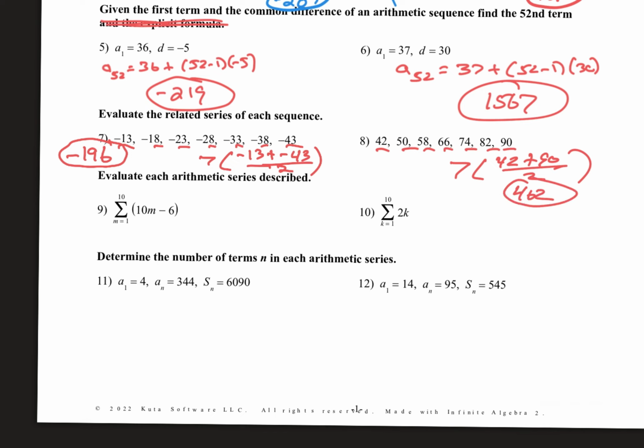Find the sum of, we need our first term. So our first term is A of 1. Let's try this again. So it would be 10 times 1 minus 6, which is equal to 4. We need our last term, so the 10th term, 10 times 10 minus 6, which is 94. So then the number of terms is 10. Then 4 plus 94 divided by 2 times 10, 490.